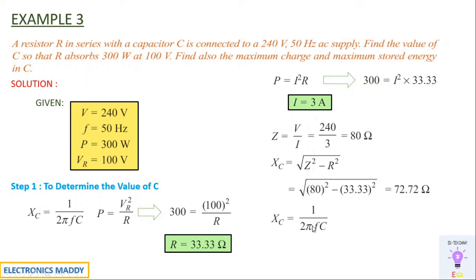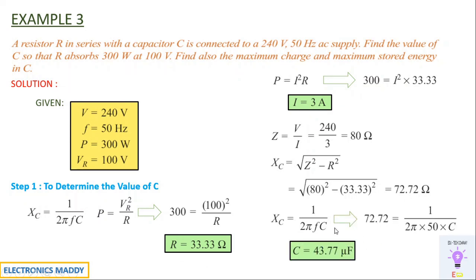Once this is done, we know Xc is equal to 1 by 2 pi fC. We have used this relation now, and now find the value of capacitance by substituting the values respectively. Very simple. To determine the value of C, we need to know the value of Xc. In order to know the value of Xc, we need to know the value of R, and we need to know the value of Z. So we are finding it accordingly. Once that is done, we'll be finding the value of C from that. I hope how to find C is clear.